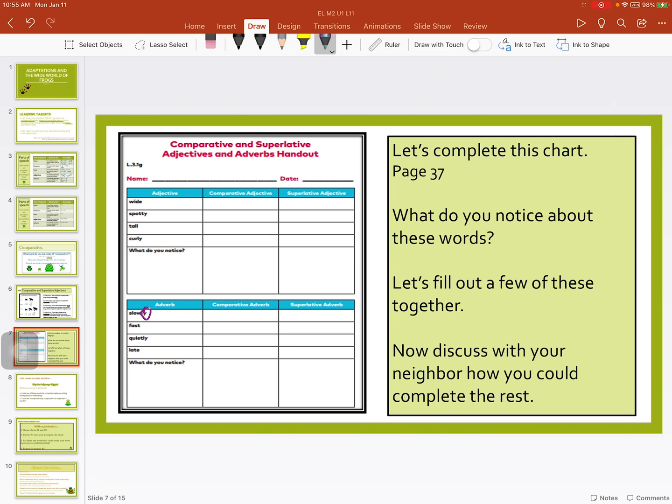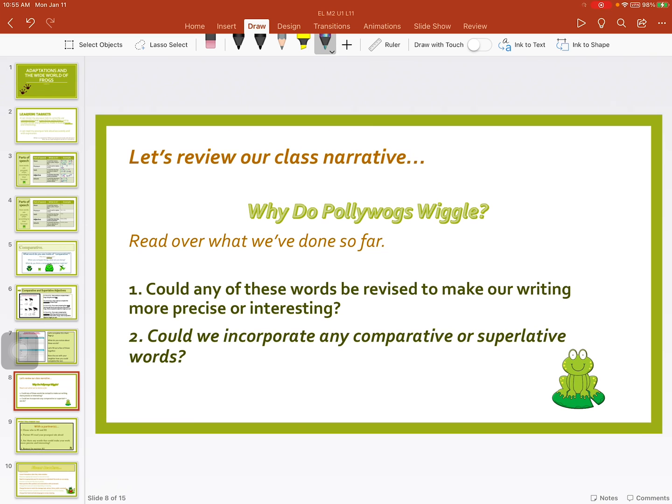So think about applying that when you're looking at quietly and lately. Don't forget to write down what you noticed. This worksheet should be submitted to Seesaw once you're finished. All right, so think back to our class narrative. Each class has a different narrative.